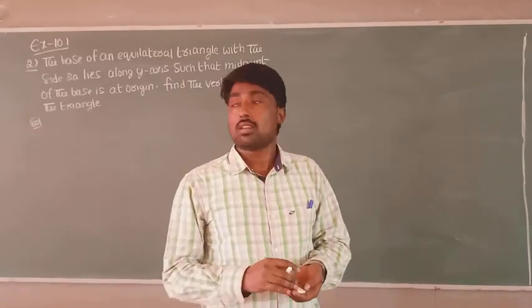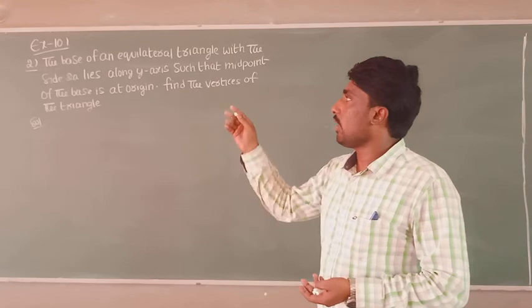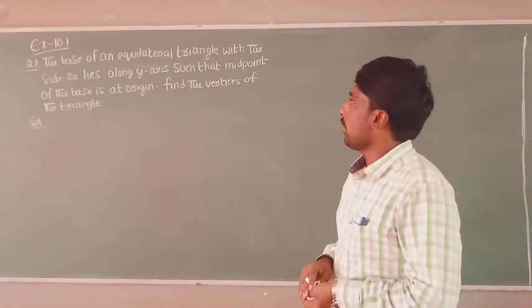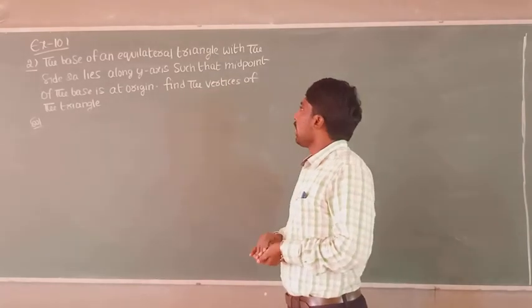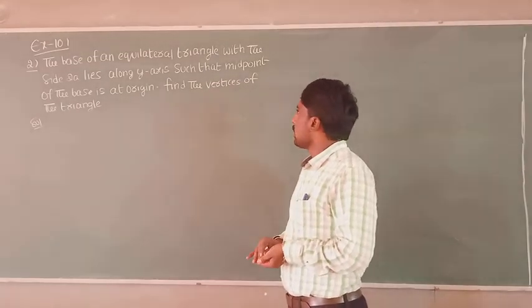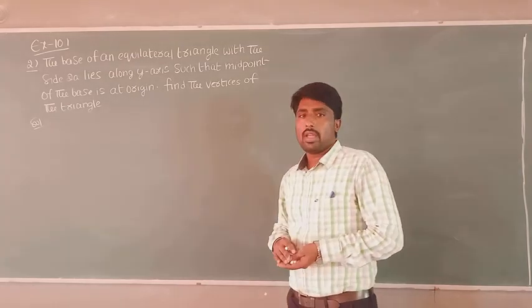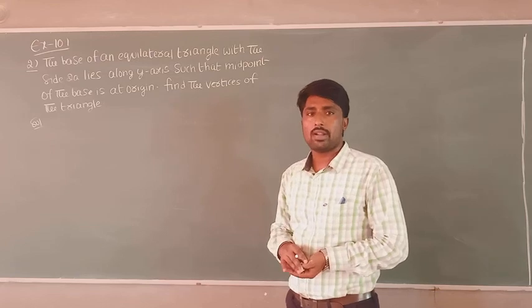Today I want to discuss some problems based on straight line. Exercise 10.1, second problem. They gave the base of an equilateral triangle with the side 2a lies along y-axis such that midpoint of the base is at origin. So find the vertices of the triangle. They are asking what are the vertices of an equilateral triangle.